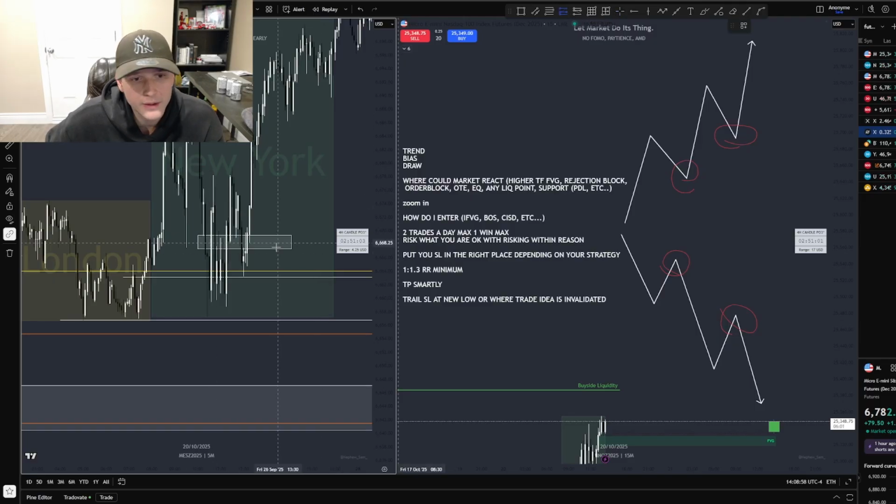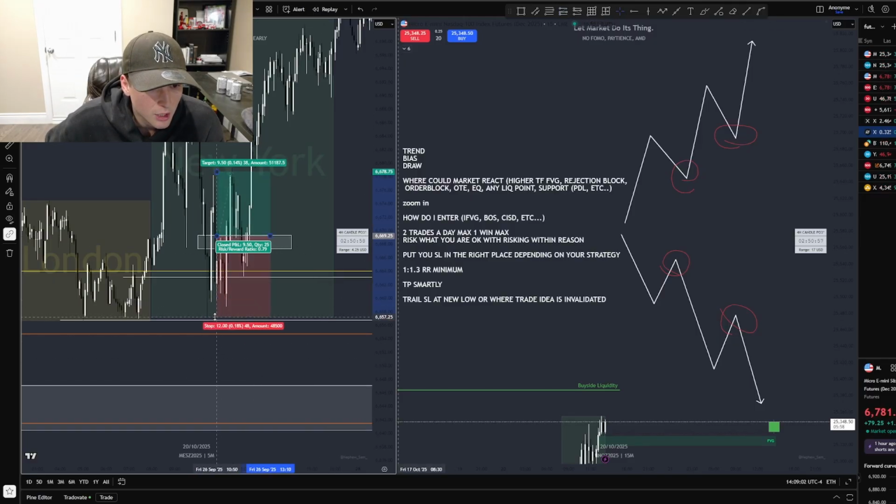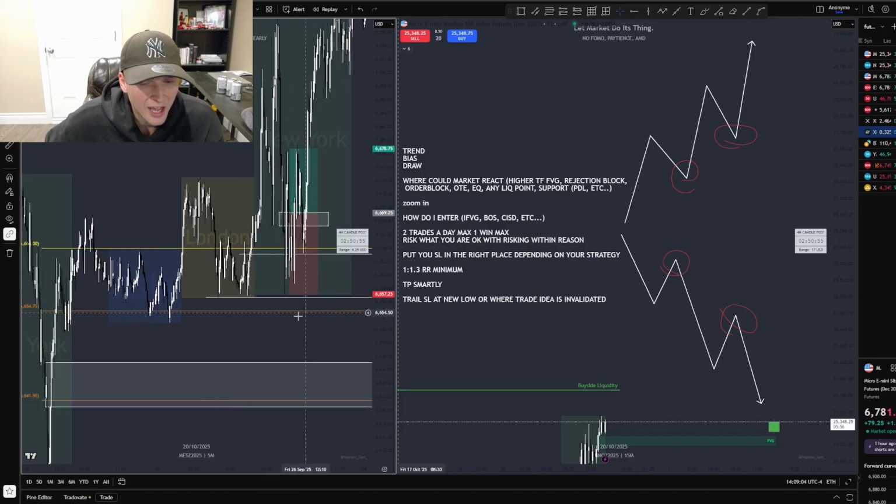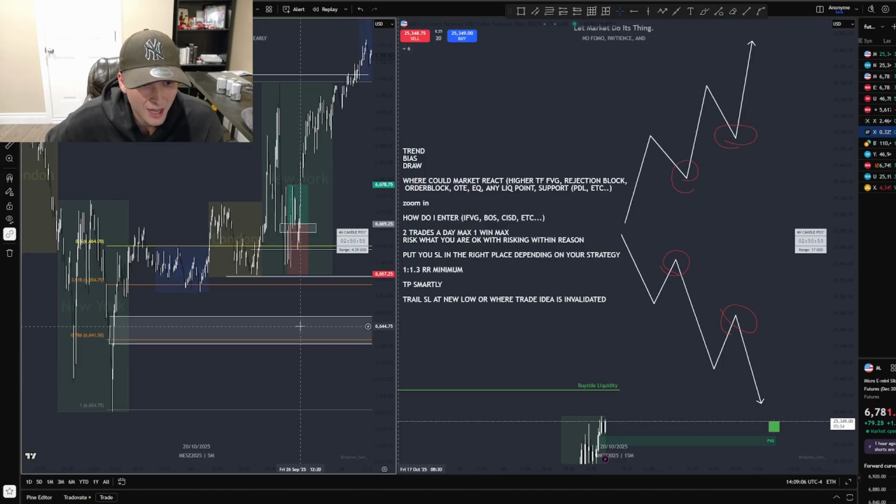Inverses it. Okay, now we have a 5 minute inverse. I'll enter on this 5 minute inverse. You can put your stop at the low. But me, honestly, and this is just for me, okay? I like putting my stop where my trade idea is invalidated.